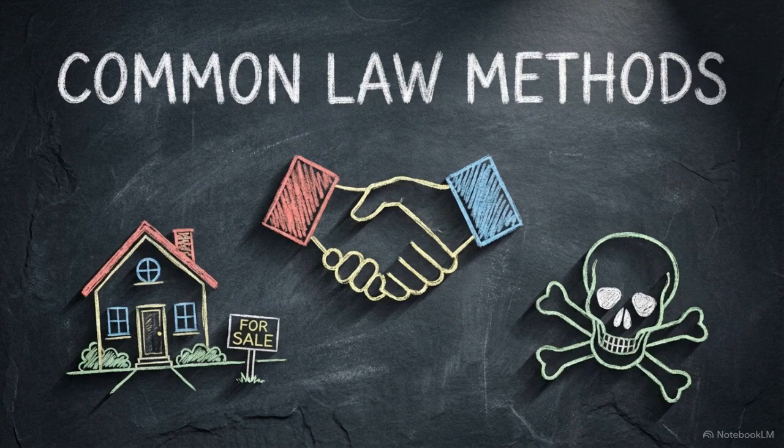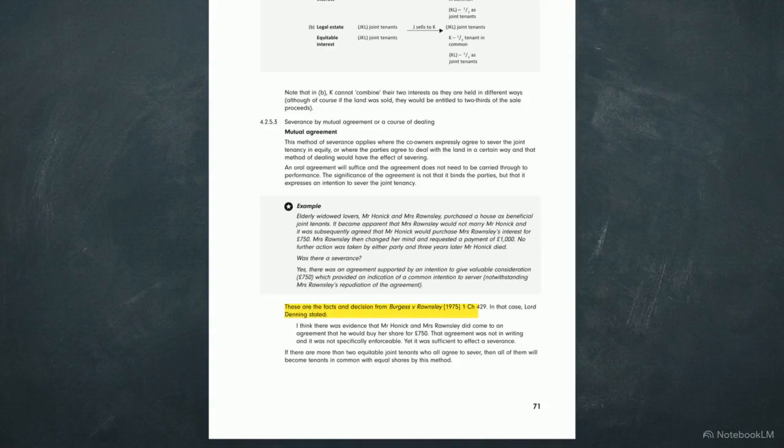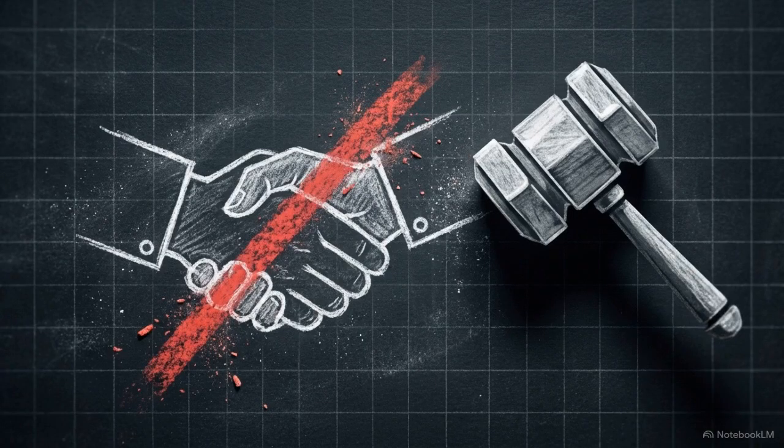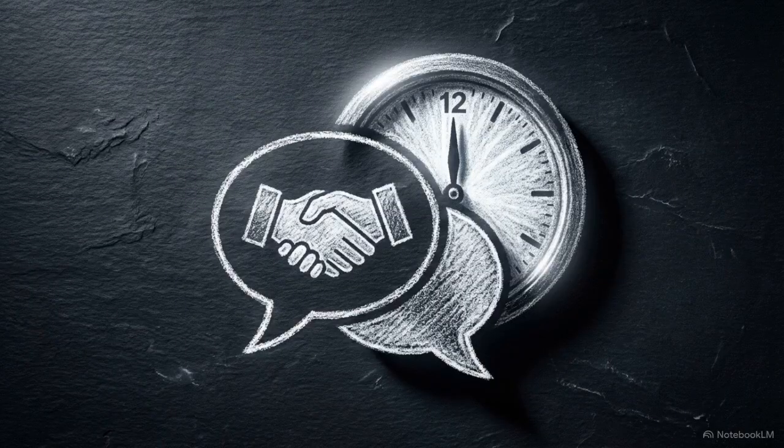The nuances of mutual agreement are captured in this summary of Burgess v. Rawnsley. Mr. Honig and Mrs. Rawnsley orally agreed he would buy her share for £750. She later repudiated the unwritten deal, and he died 3 years later. Even though the deal collapsed and was never put in writing, the court ruled the joint tenancy was severed. The oral agreement provided a clear, objective indication of a common intention to sever their financial interests at that exact moment.